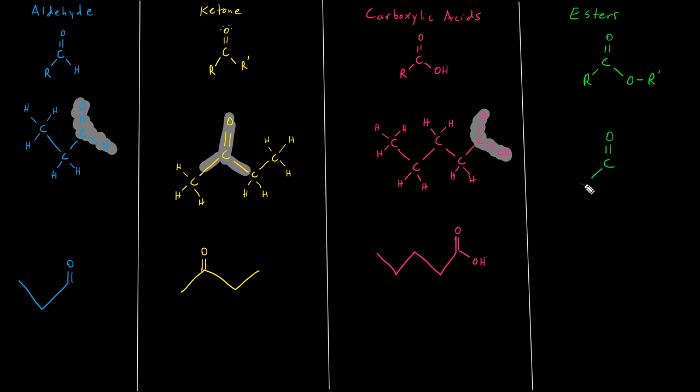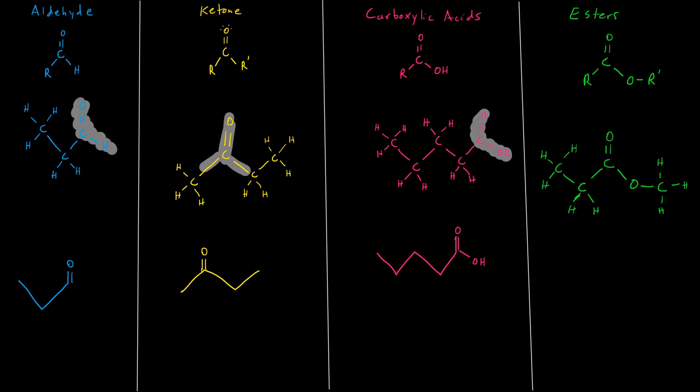So let's make a 2 carbon chain on this side. 1, 2. So they have a carbon chain on one side of the carbonyl group. And then on the other side of the carbonyl group, you're going to have an oxygen. But instead of that oxygen being attached to a hydrogen, like it is in a carboxylic acid, it's going to be attached to another carbon chain. So let's do a 1 carbon chain here. So CH3. So 1, 2, 3.